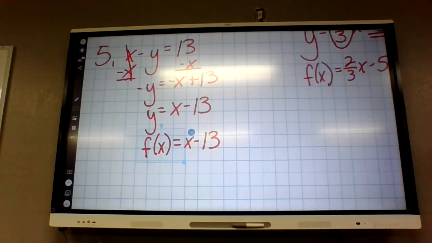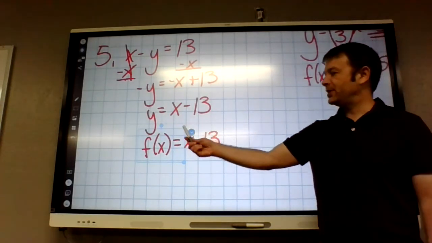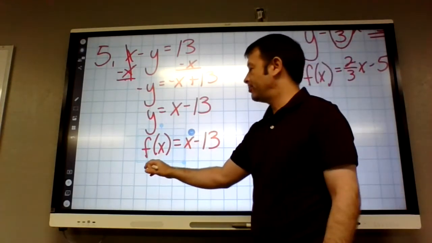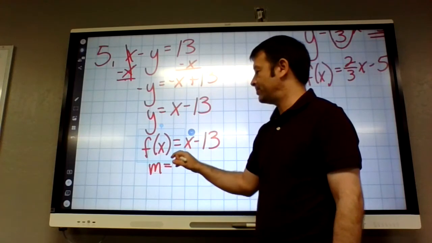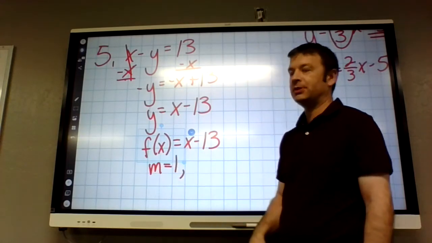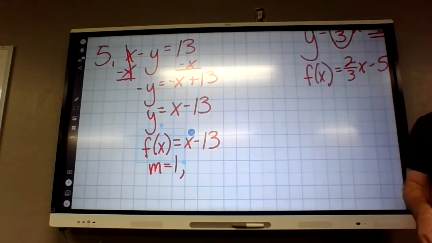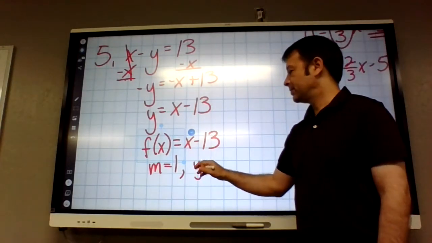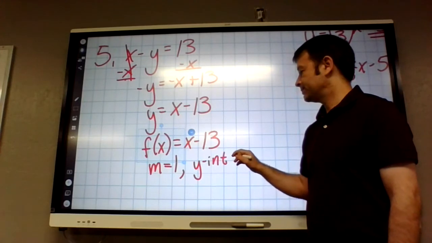They had 2 more questions on this. What is the slope of this thing? 1. Right. Since there is no number in front of the x, that means there's an invisible 1 right there. So the slope, usually we use m to represent slope. I have no idea why, but it's a convention, so I'll do that. And what's the y-intercept? Negative 13.